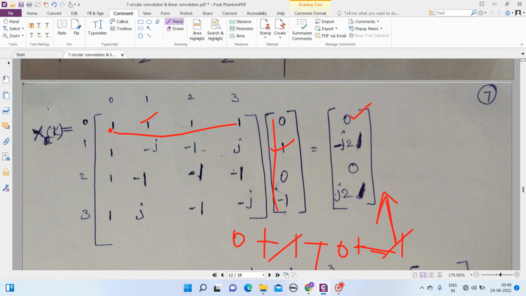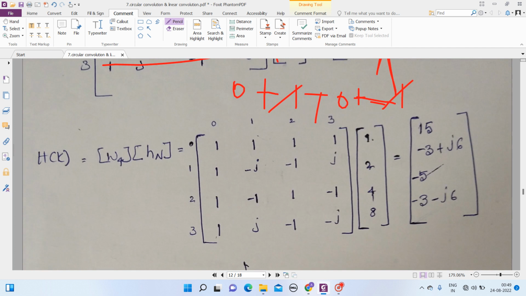In this way you have to solve the other three rows. You have to multiply the second row with the first column, and you will get this result. Again, multiply the third row with this column, and you will get the X3 value, or X3 of k, or whatever it is. This row and this column. Finally you will get the X of k value. You have determined the DFT of x of n.